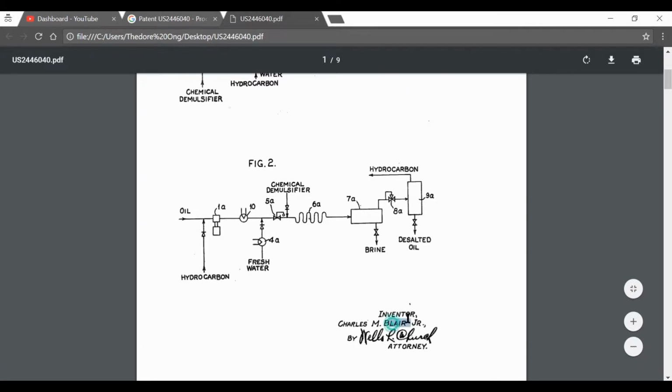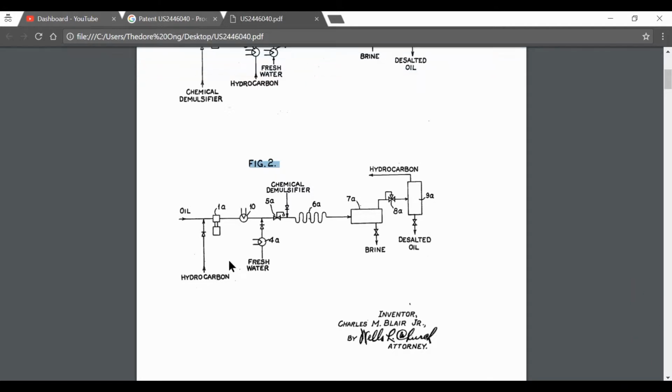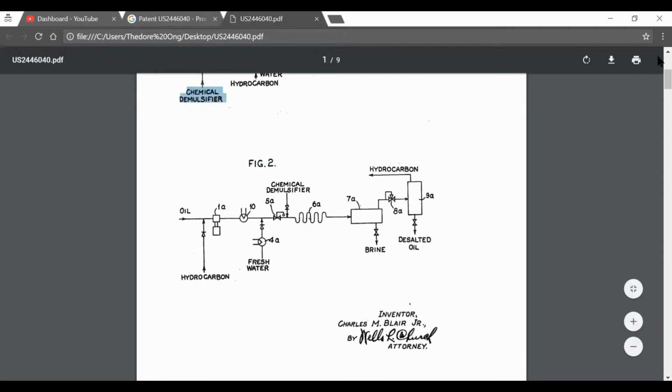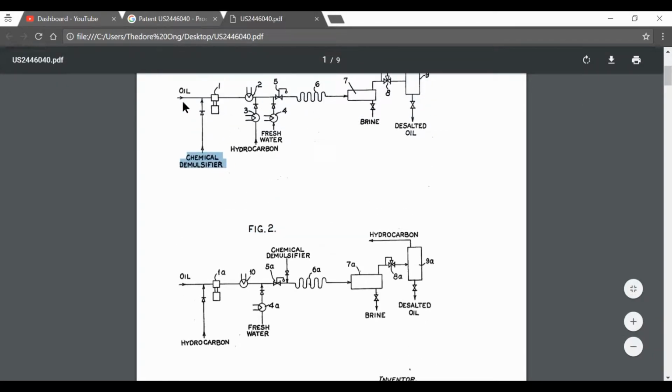Charles M. Blair Jr. Alright, so this is the inventor again. So this is figure 2. Only this time, instead of putting in the chemical demulsifier first, as was the case in figure 1, the hydrocarbon goes in first, goes into this box thingy. I'm not sure what that is. This looks like a heat exchanger. We can check that out later.